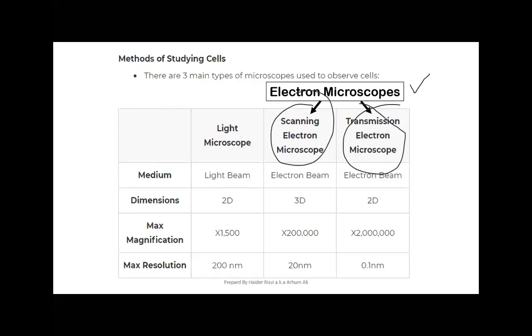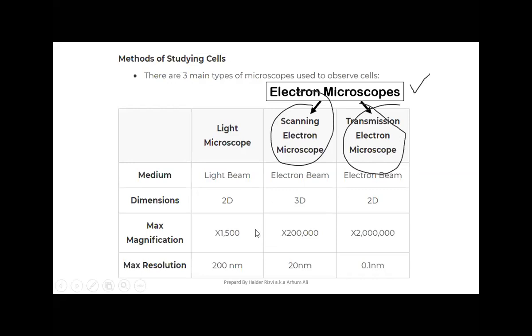फर्स्ट ऑफ ऑल आपको मीडियम पता होना चाहिए कि लाइट माइक्रोस्कोप्स का मीडियम क्या है. लाइट माइक्रोस्कोप्स का मीडियम will be the light beam, और इलेक्ट्रॉन माइक्रोस्कोप्स का, चाहे वो स्कैनिंग इलेक्ट्रॉन माइक्रोस्कोप्स हो या फिर चाहे वो transmission electron microscopes, so unka medium will always be the electron beam.